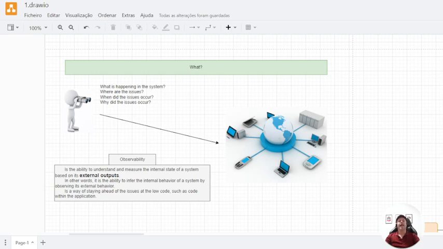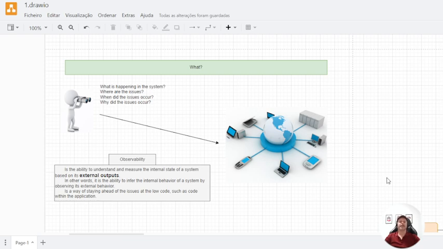Hi guys, in this class we will understand what is observability. Observability is the ability to understand and measure the internal state of a system based on its external outputs. Observability could answer questions such as what is happening in the system, where are the issues, when did the issues occur, and why did the issues occur.